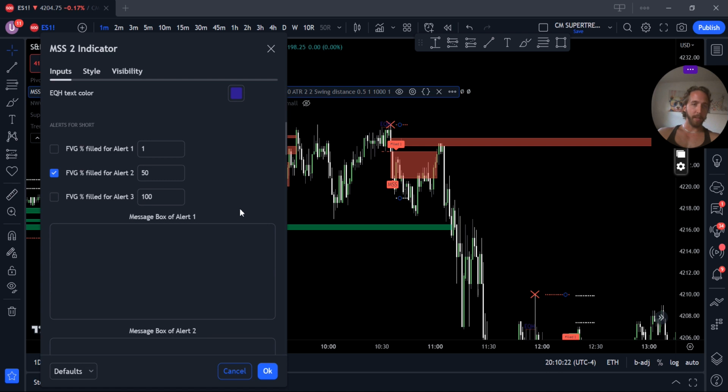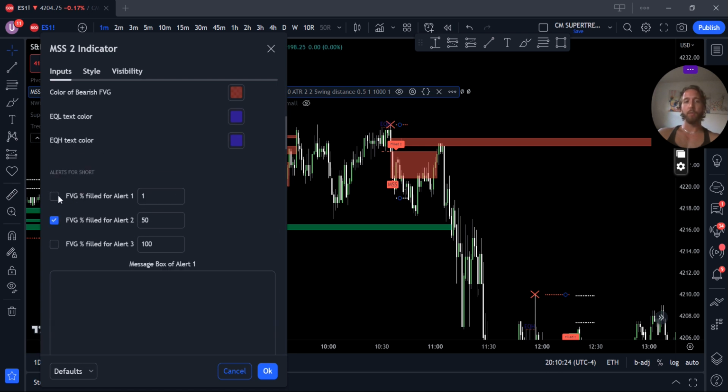So this is just the colors, and here is where you can decide if you want to have up to 3 trades taken. You can do a fair value gap fill for, let's say, 10%, 50%, and 100%. You can have up to 3 fills. I only do one, and actually I don't even do 50, so pay no attention to that. I actually have found that 10% is a pretty good one to use.